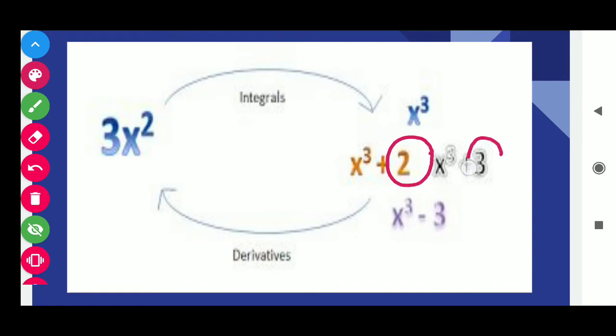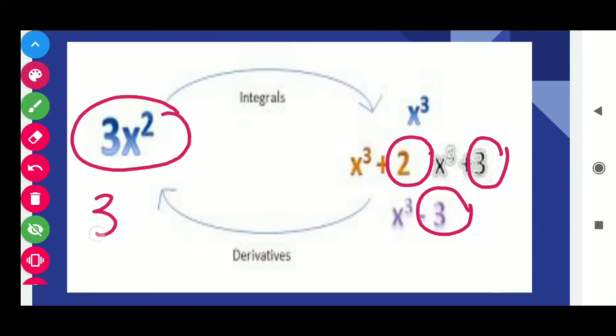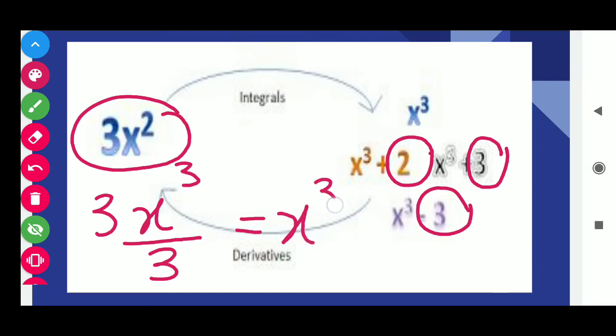You can see, students, 2, 3, minus 3, the derivative of all these constants is 0. But if we do the integration, what is it? The integration of x squared is x cube over 3. In this way we get the result x cube. But what about these constants 2, 3, minus 3? For this we put a plus c sign, and the plus c sign covers all the constant values. This is the c value. c is the constant of integration.